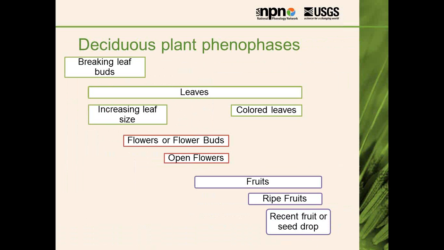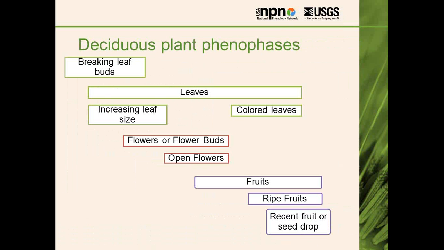So this graphic will give you an idea of how some of our phenophases are actually nested inside of each other. So when you're reporting one phenophase, you might also be reporting another phenophase for a yes to both of these at the same time. So for example, you might start with a basic deciduous plant phenophase where first you would report breaking leaf buds at the beginning of the season. And then once these change to leaves, you would start reporting leaves as well.